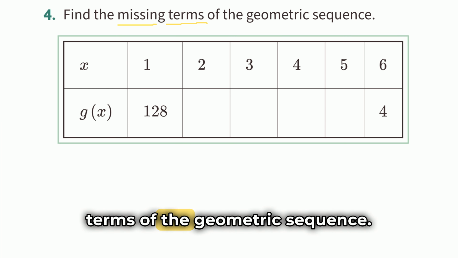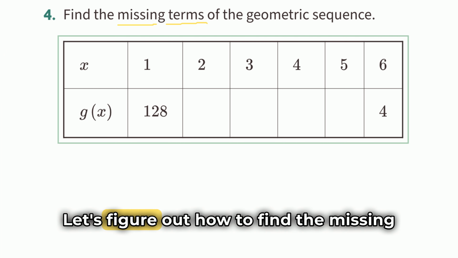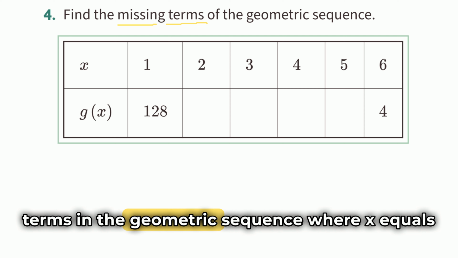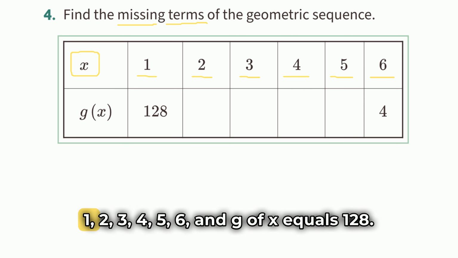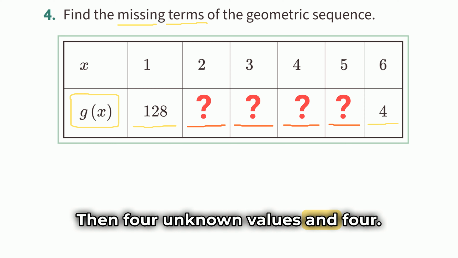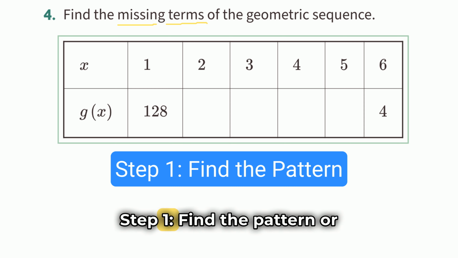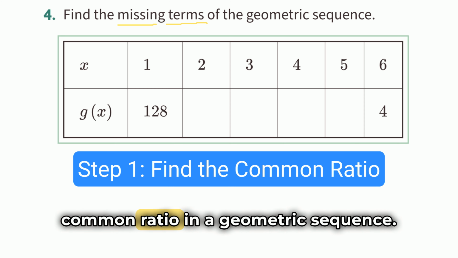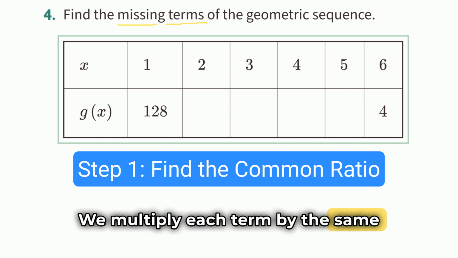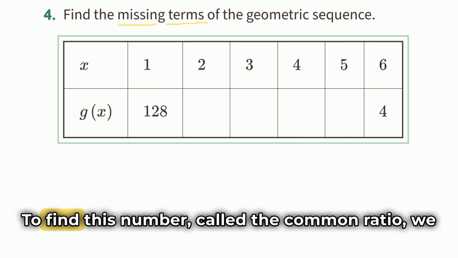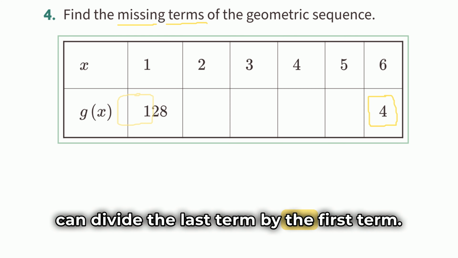Find the missing terms of the geometric sequence. Let's figure out how to find the missing terms in the geometric sequence where x equals 1, 2, 3, 4, 5, 6, and g of x equals 128, then 4 unknown values, and 4. Step 1. Find the pattern or common ratio. In a geometric sequence, we multiply each term by the same number to get the next one. To find this number, called the common ratio, we can divide the last term by the first term.